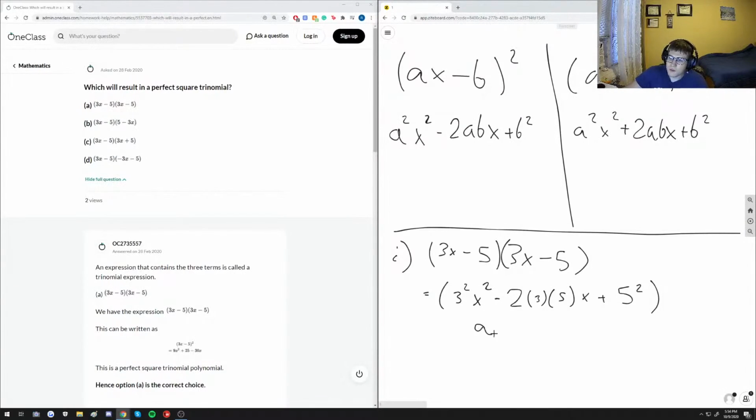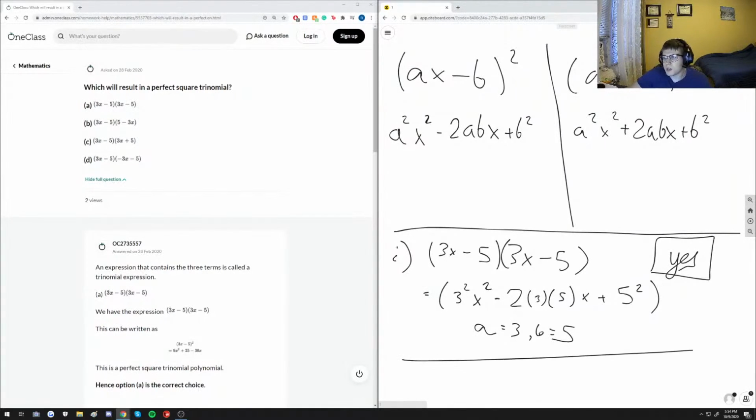So in the case of a equals 3 and b equals 5, we see that this actually lines up perfectly with this (ax minus b) quantity squared example. A is 3 in here, then 3 and 5 because b is 5, and then plus 5 squared or plus b squared. So we say yes, this answer choice is a perfect square trinomial.